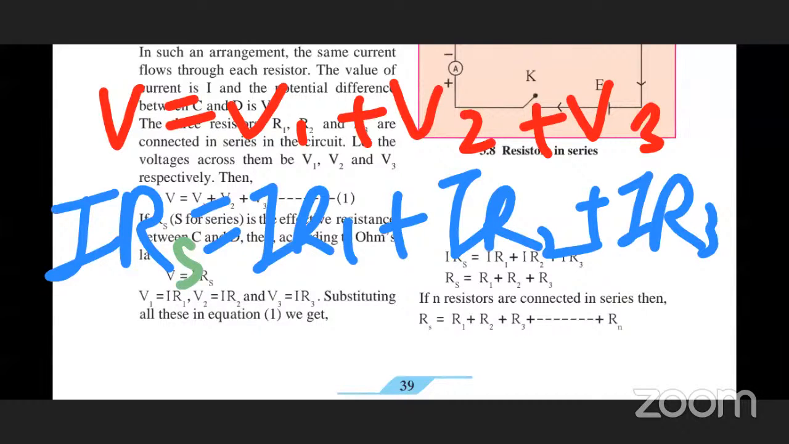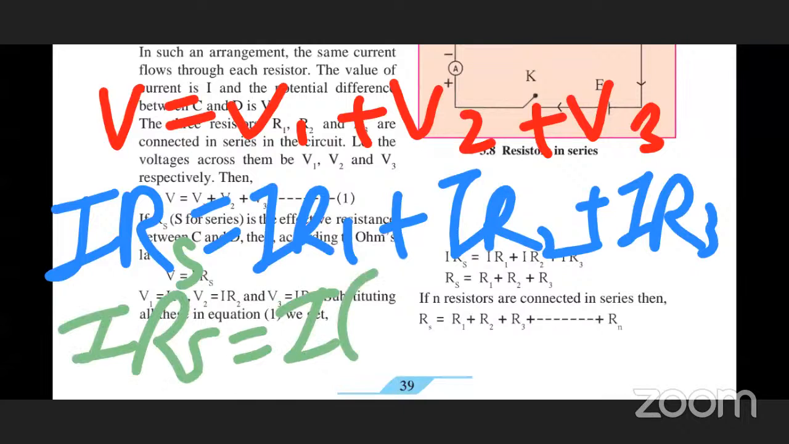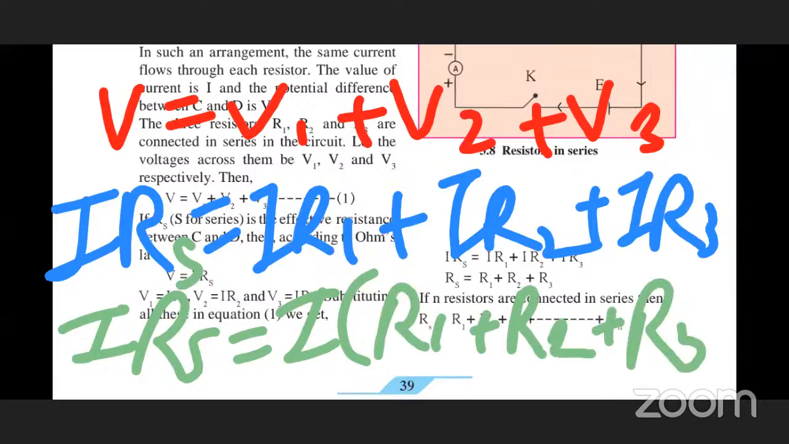Then what are we going to do? We are going to take I common. What is I? V is potential difference, R is resistance, what is I? Current. Yes, Ariba, very good. I is current. Now we are going to take I common. Yes, Hamza, very good. Here we have I RS, and from this side I take I common: R1 plus R2 plus R3.